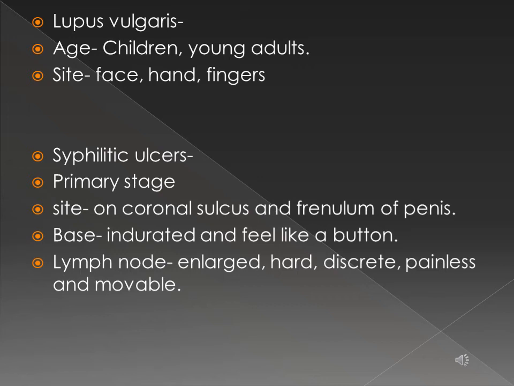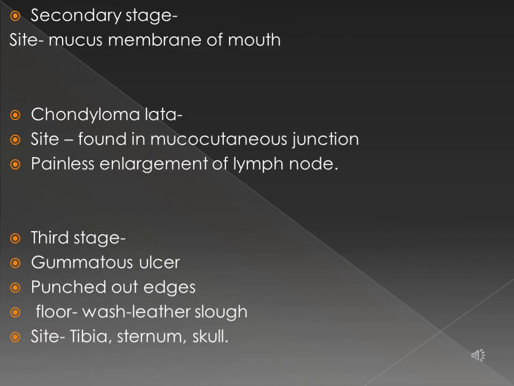The primary stage is hard chancre, formed after 3 to 4 weeks of infection. The site is mostly on the coronal sulcus or frenum of the penis. The base is indurated and feels like a button. Lymph nodes are enlarged, hard, discrete, painless and movable. Discharge study identifies Treponema pallidum, which is the causative factor. Then we'll continue with the secondary stage.